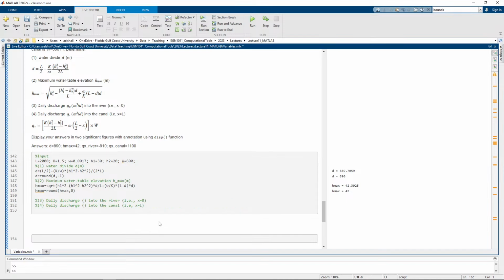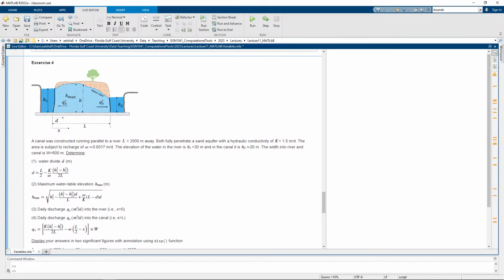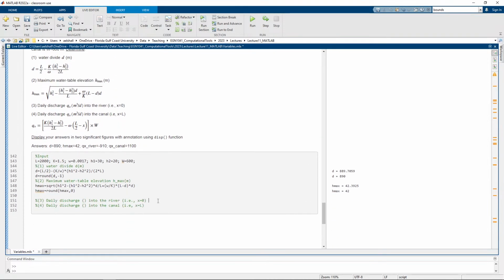Okay, so here number 3 and 4 tell you discharge into the river. So basically discharge into the river, I have this equation, which is a function of x. So the river here, the discharge is the river, so x here is 0, x here is L. So at the river, x is equal to 0, at the canal, x all the way here is equal to L. So now let's do the first one.